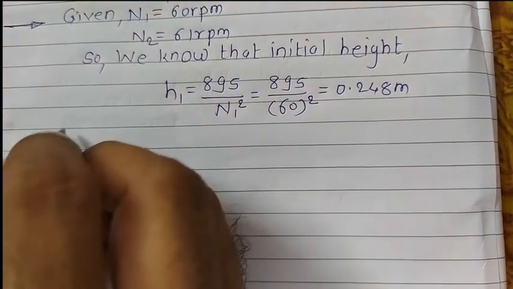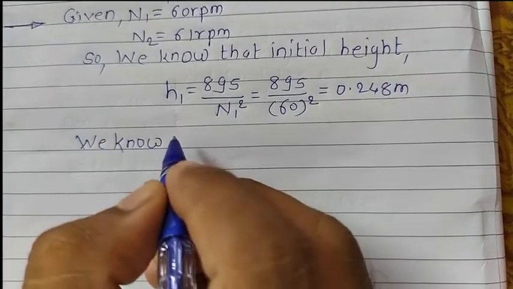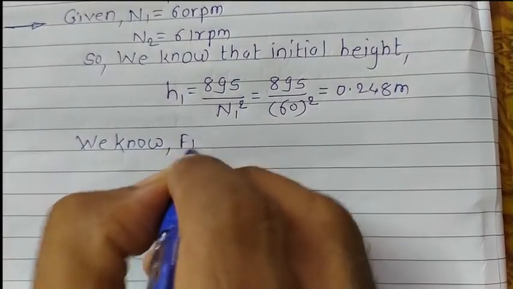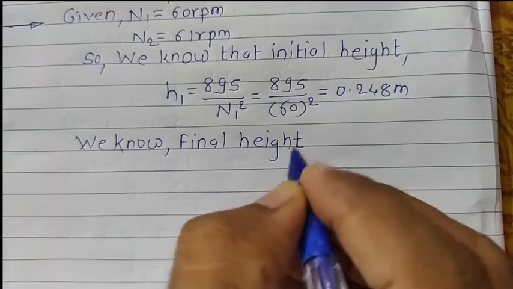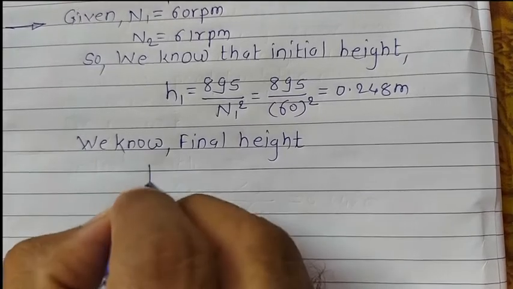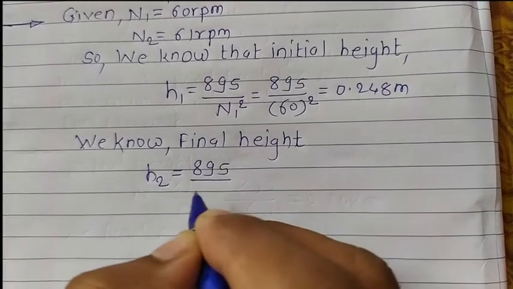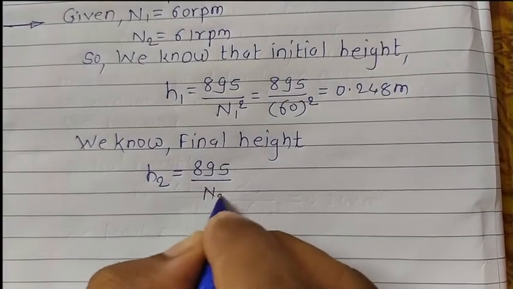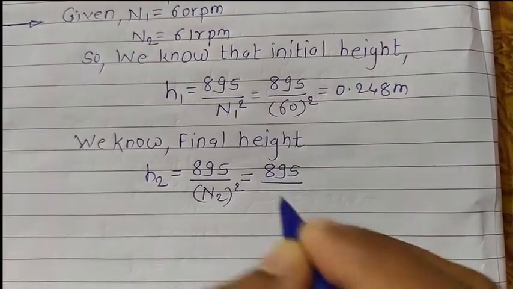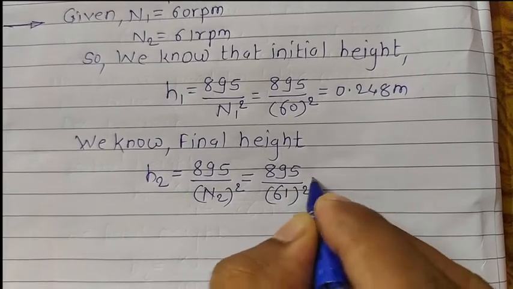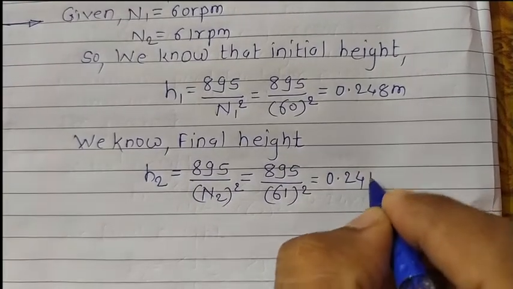we know the final height can be calculated with the help of this relation. H2 equals 895 divided by N2 whole square. So substitute the value of N2 here as 61 rpm. Do the calculations and get 0.24 meter.